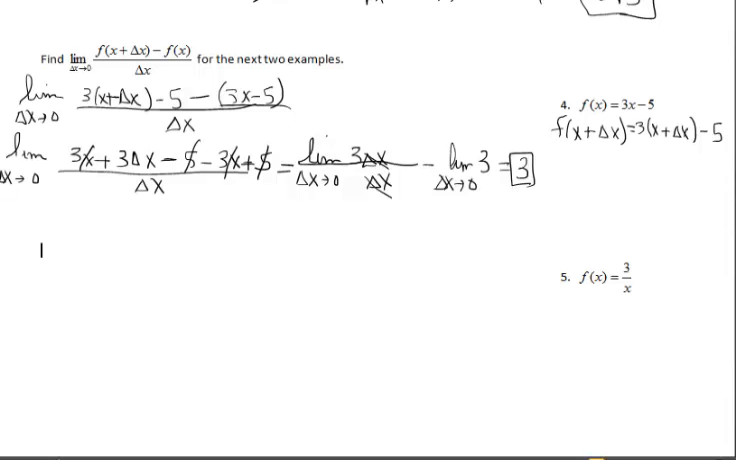Okay, let's look at example 5. Same thing too. We're going to use the same formula, but now the new function 3 over x as opposed to this linear function here. So what I'm going to do is come over here and build what I need. Notice that I have 3 over x, but what I need is the replacement with x plus delta x. So let's evaluate the function at that new input. That just means everywhere I see x, replace it with x plus delta x.